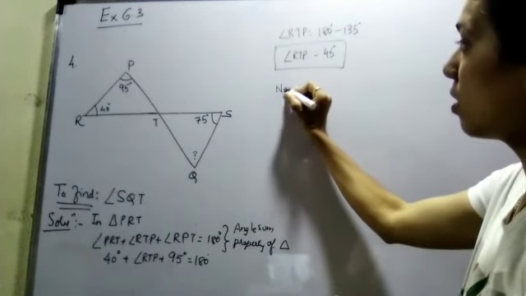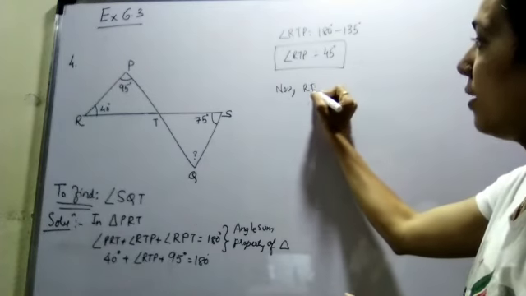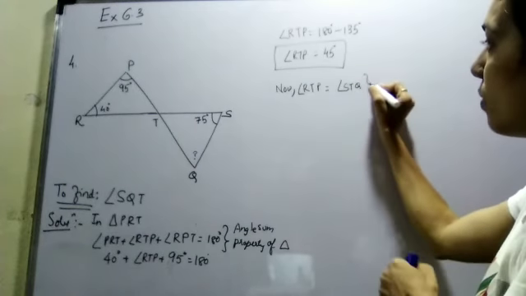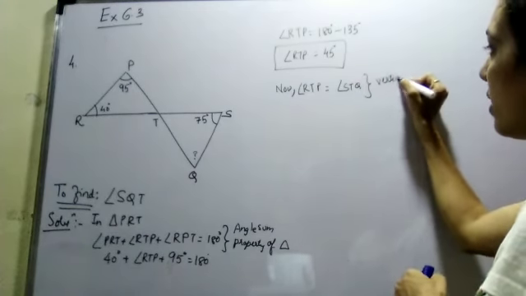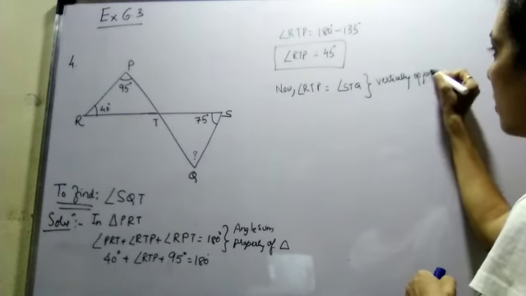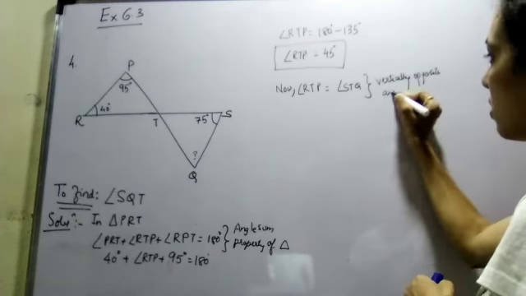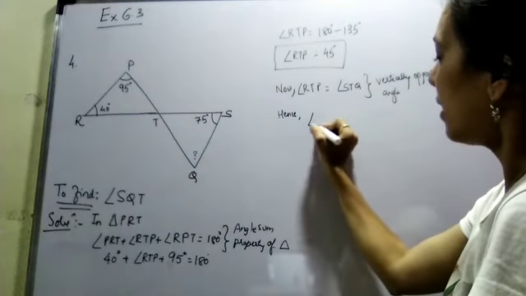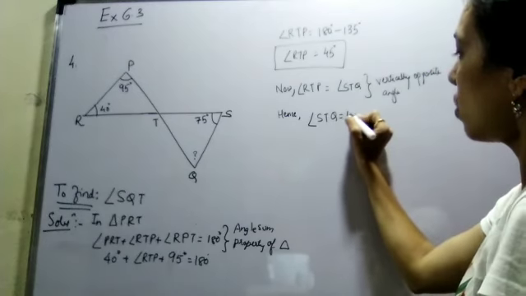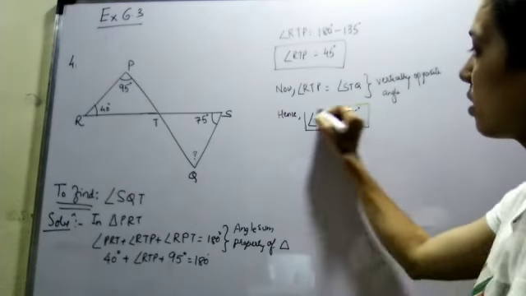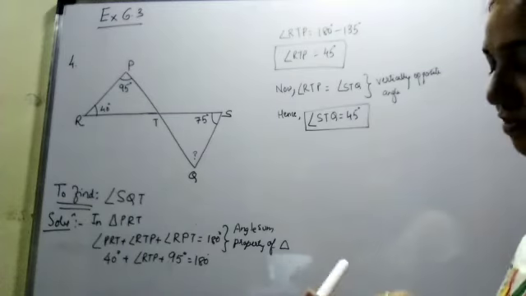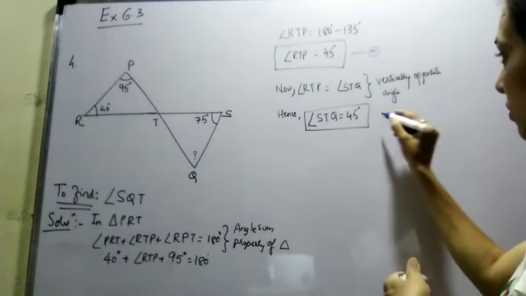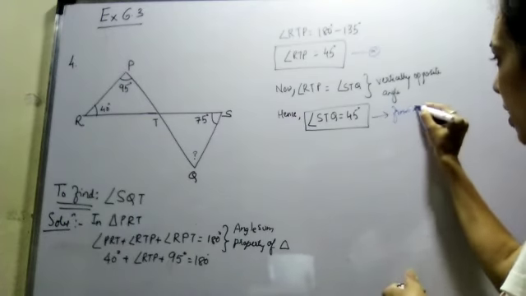Now, as we said, RTP is equal to STQ, reason vertically opposite angle. Hence, angle STQ is also 45 degree. Because its measure is 45 degree, if you want, I can write down this A and this I will write down from A.